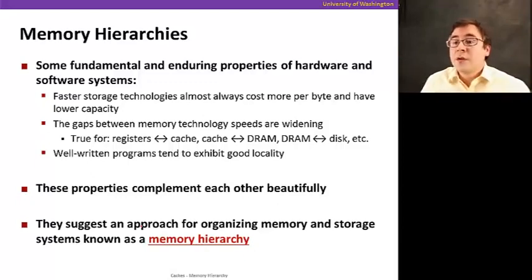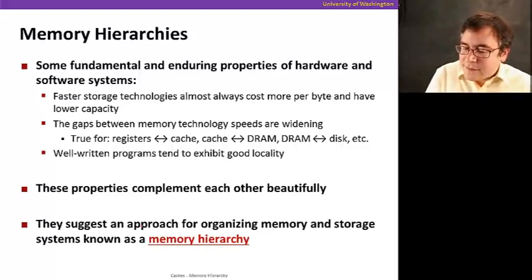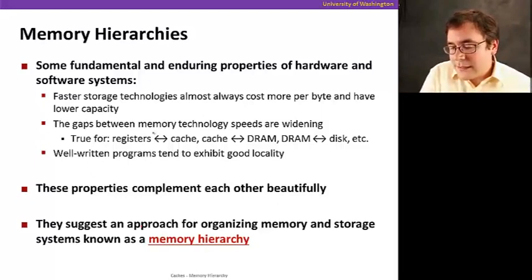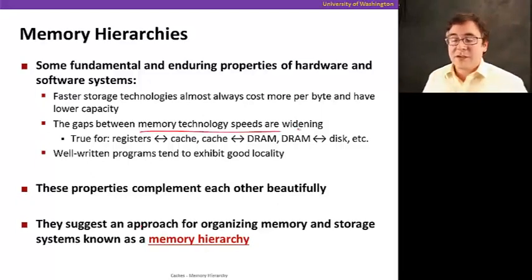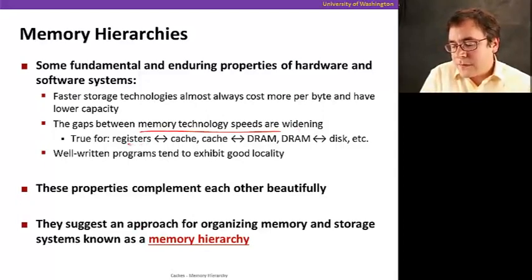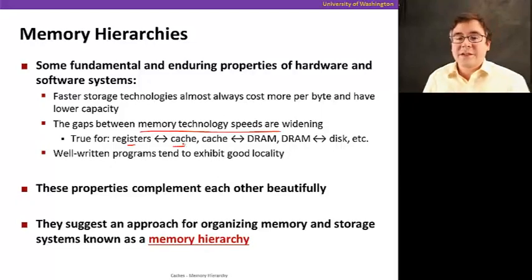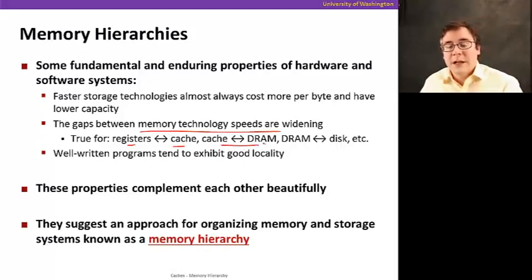Okay, so this is profitable. This is good because there are gaps between memory technologies, and these gaps are widening. That's true. If you look at the performance of registers versus caches, that's widening, as with new processor generations, and so is the gap between cache performance and DRAM performance, and then also between DRAM and disk, and so on.